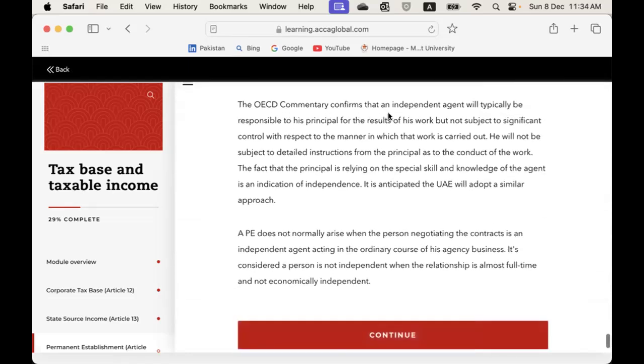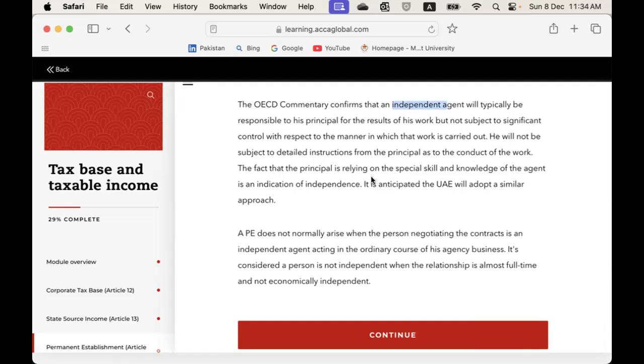OECD commentary confirms that an independent agent will typically be responsible to his principal for the results of his work, but not subject to significant control with respect to the manner in which that work is carried out. So that's the indicator of an independent agent. He will not be in control of the manner in which that work is carried out. He will not be subject to detailed instructions from the principal as to the conduct of the work.